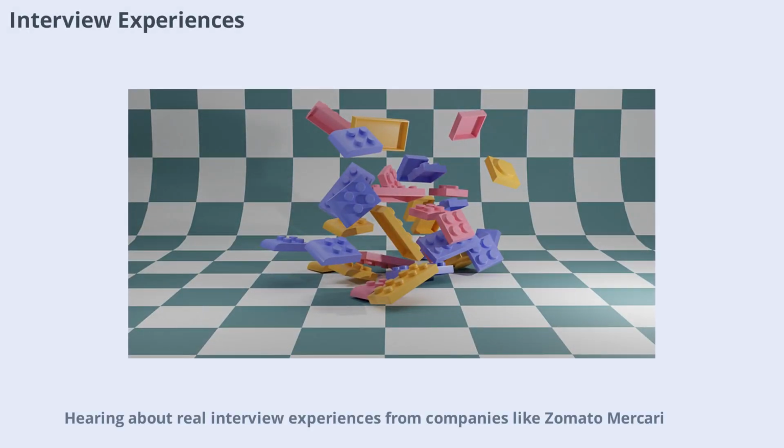Hearing about real interview experiences from companies like Zomato, Mercury, PhonePe, and Swiggy can provide valuable insights. These stories highlight the types of questions asked, the interview process, and tips for success. Learning from others' journeys can help you prepare more effectively.